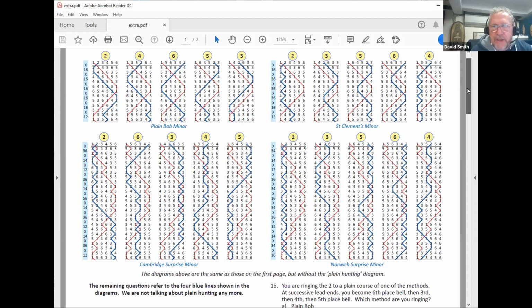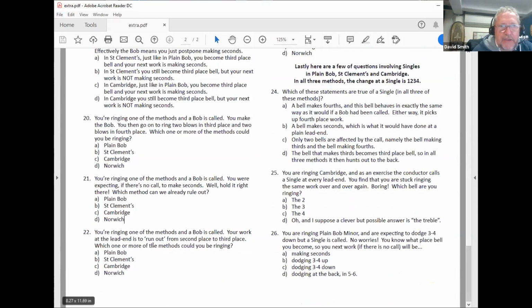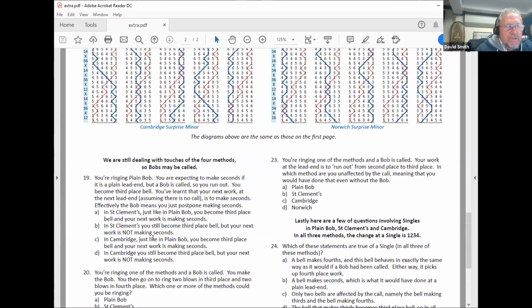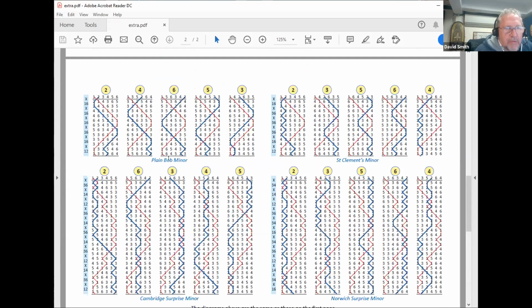So the question very carefully, I might even say sneakily, says, a bob is called. It doesn't say as a result you run out, it just says you do run out. Which methods would you run out in? So if we look at plain bob, you would be here. You're coming up, you're expecting to make seconds, but a bob's called, and at a bob in Plain Bob Minor, you run out. So you do go from 2 to 3. It's not what's shown here because this is a plain lead end. A bell would make 4ths and the bell would run out. So you do go from 2 to 3 because of the bob.